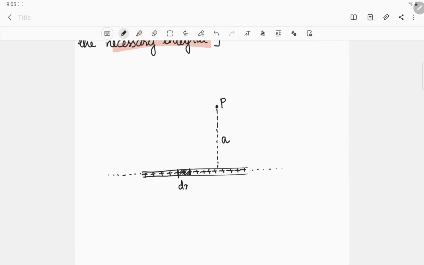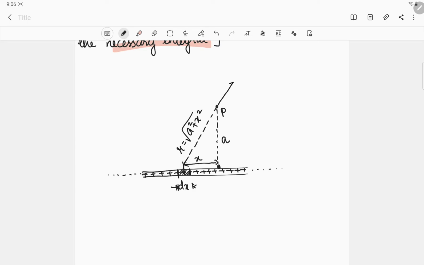This element dx is at a distance of x from the point which is perpendicular to the point P, and the distance between the element and the point P, let us say, is equal to r. So by geometry, using Pythagoras theorem, r is equal to the square root of a square plus x square.